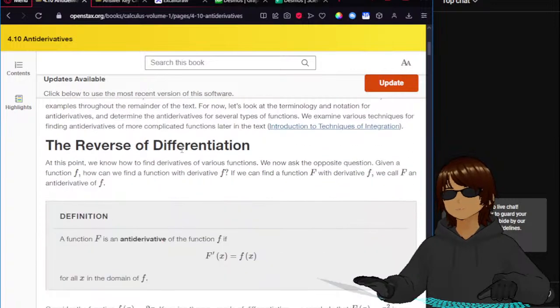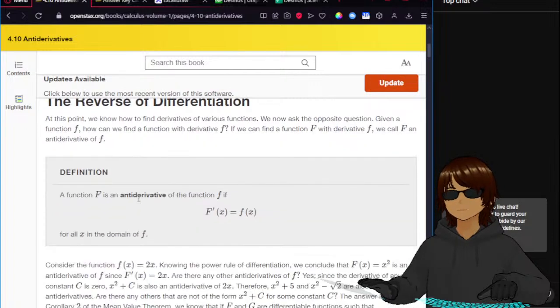Okay, the reverse of differentiation. At this point, we know how to find derivative of various functions. We now ask the opposite question. Given a function f, how can we find a function with derivative f? What? If we can find a function capital F with derivative f, we call F an antiderivative of f.